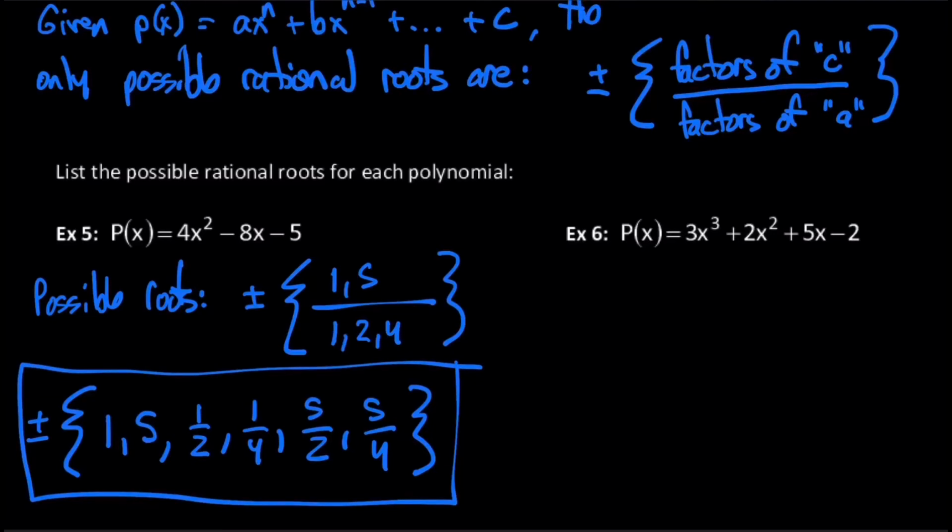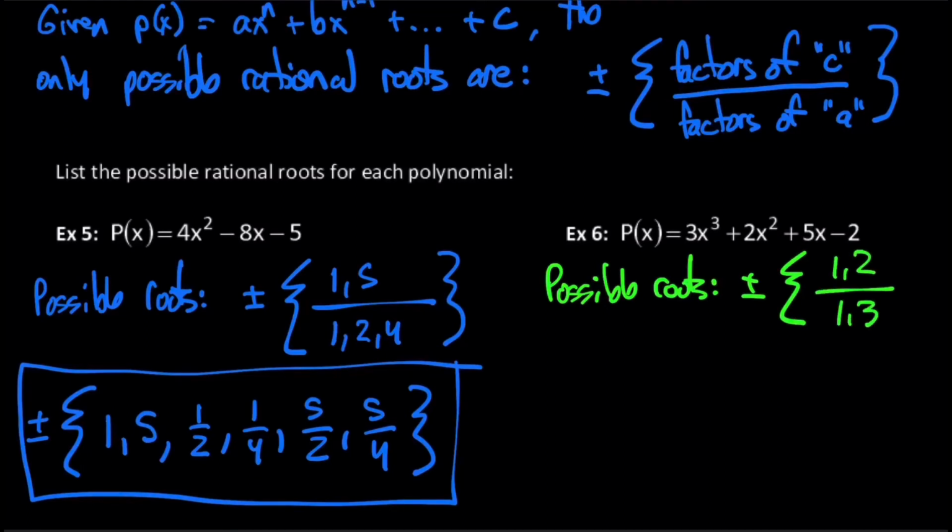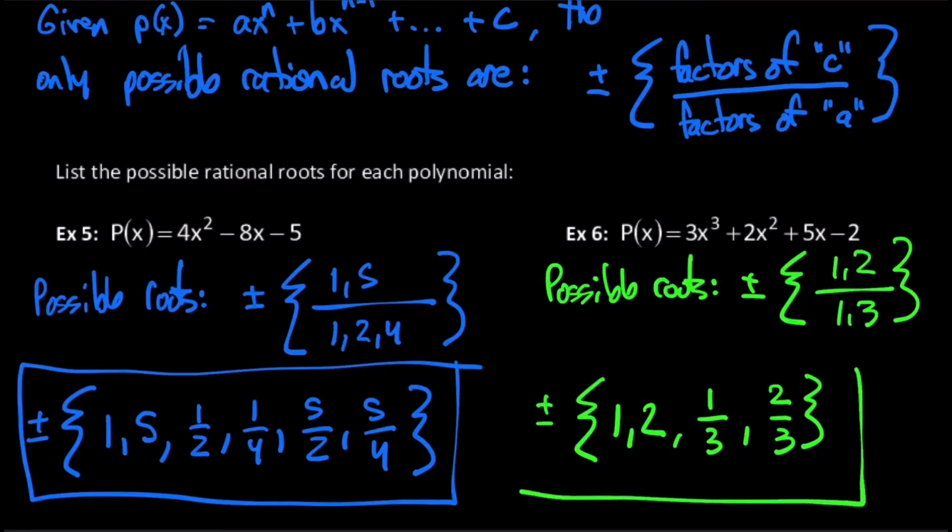All right, how about our next one over here? Possible roots. Plus or minus, let's get the rough draft. Factors of 2, 1 and 2, divided by factors of our leading coefficient, 1 and 3. Well, that's not too bad. It's going to be plus or minus 1, 2. There's our integer roots. And now I create the fractions. Again, you've already done 1 over 1, and you've already done 2 over 1. So I have 1 over 3 and 2 over 3. So those are the only ones I need to add. 1/3, 2/3. I just had to list those. That's it.